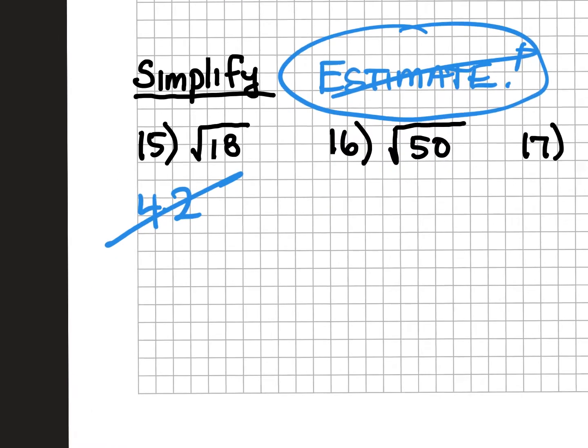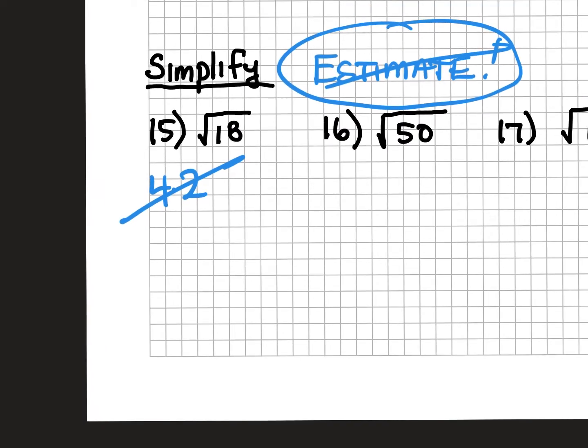For these ones, what I'm doing to simplify, I'm going to break it up into 2 square roots that multiply to 18. And one of them has to come from my wall. One of them has to be a perfect square. So for 18, let's see. 16 is on my wall. No, that doesn't go into 18. If I keep moving down on my wall, I see number 9. Oh, that does go into 18. So this is 9 times 2 because 9 is on my wall.